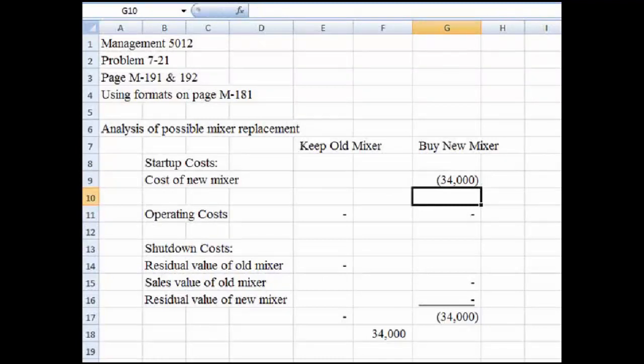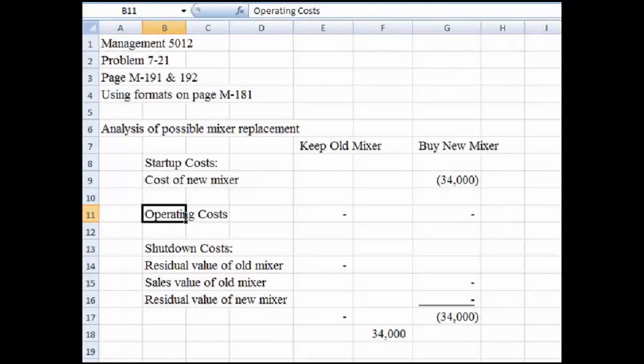Still looking at the top of page M-192, notice that the estimated useful life of the new mixer is 5 years. Going back to the previous page, notice that the old mixer had an estimated useful life of 10 years, but is already 5 years old. This means that the analysis will be for a 5-year period. The 5 years comes into play on the line labeled operating costs.